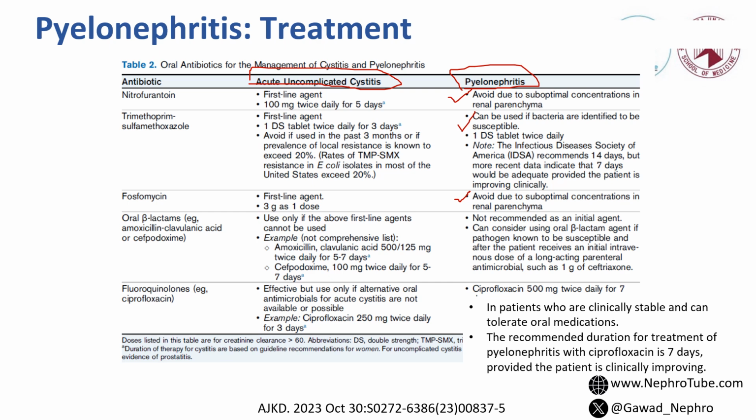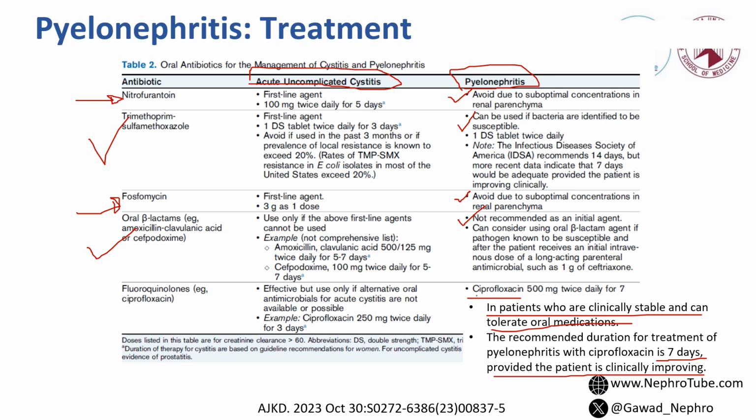Regarding oral beta lactams, they are also not recommended as an initial treatment, but can be used if the bacteria are susceptible. So beta lactams and trimethoprim can be used if bacteria are susceptible. Try to avoid fosfomycin and nitrofurantoin even if the bacteria are susceptible, because their penetration to the kidney is very weak. But regarding ciprofloxacin, it is the first line in cases of pyelonephritis. Its penetration of the kidney tissue is very good. It is recommended in patients who are clinically stable and can tolerate oral medications, and the recommended duration of treatment is 7 days, provided that the patient is clinically improving.